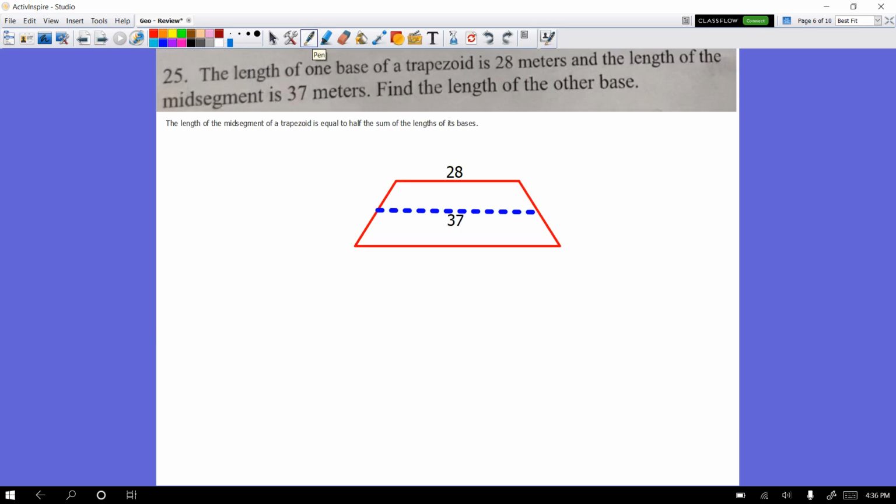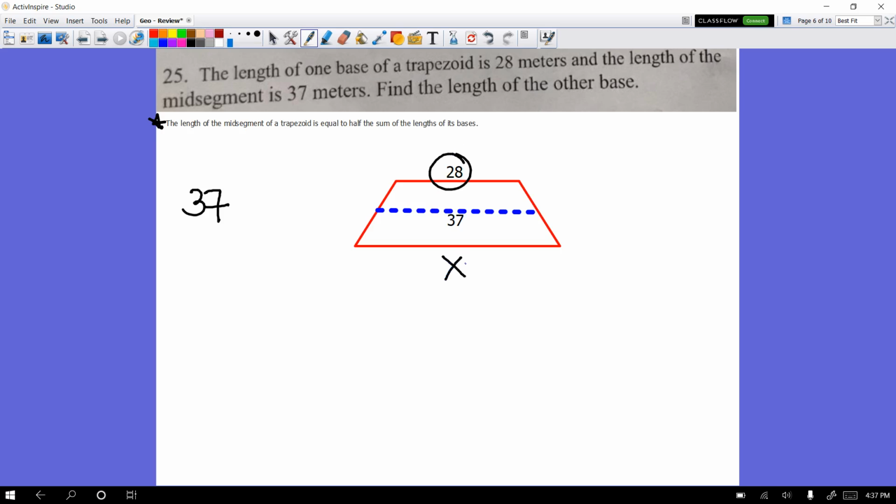So there is a property of a trapezoid, and I went ahead and put it right here. The length of a midsegment of a trapezoid is equal to half of the sum of the lengths of its bases. It's like, what? Okay, so 37 is 1/2 of whatever 28 plus x is. Okay?